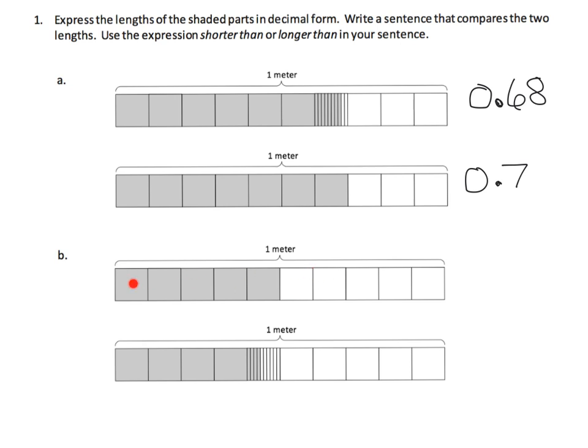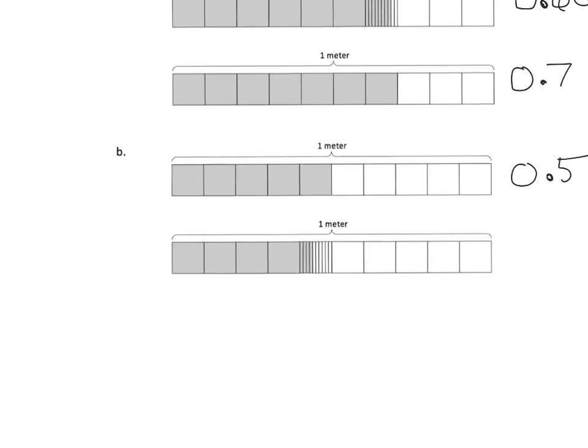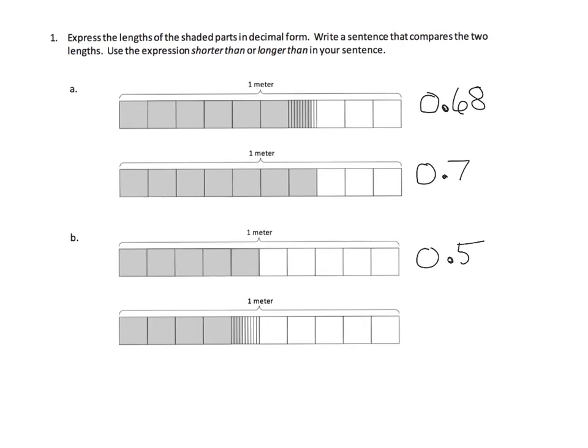And then here, 1, 2, 3, 4, 5, so that's 0.5, as in 5/10. And then again, right here, we've got 1, 2, 3, 4, so that's 4/10, but we need to count these little hundredths, so I'm going to zoom in. So we had 4/10, and now we have 1, 2, 3, 4/100ths as well, so that becomes 0.44, as in 4/10 plus 4/100ths.